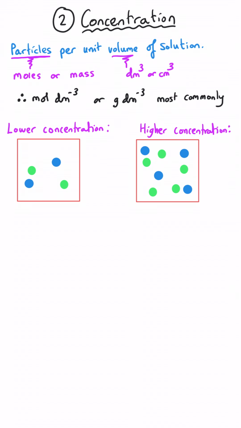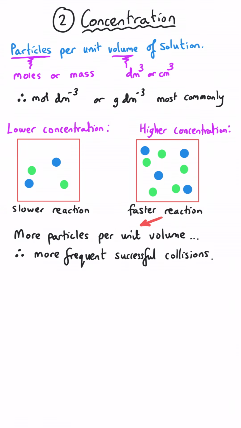And how concentration affects the rate of reaction is quite simple. If we take a look at something that has got a low concentration of one particular particle and compare it to something which has got higher concentrations, we can see qualitatively that a higher concentration shows more particles per unit volume, and so therefore there will be more frequent successful collisions and therefore a faster rate of reaction.